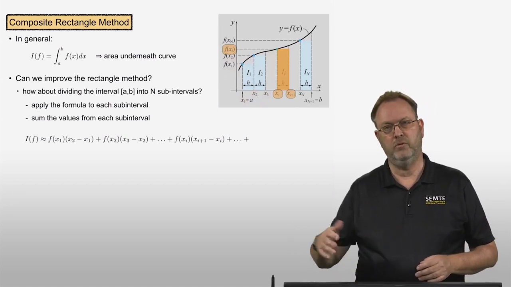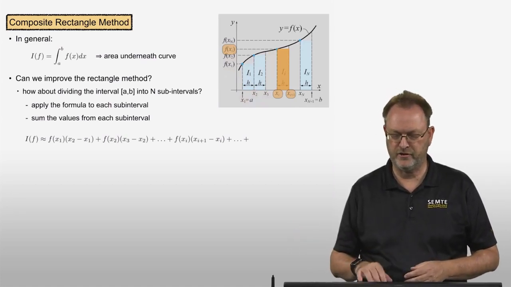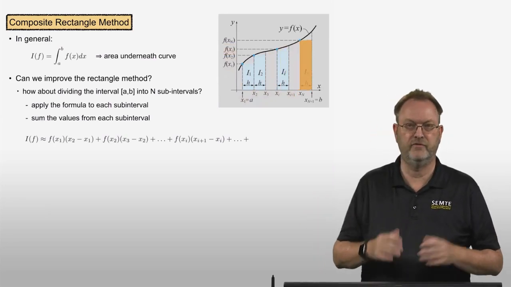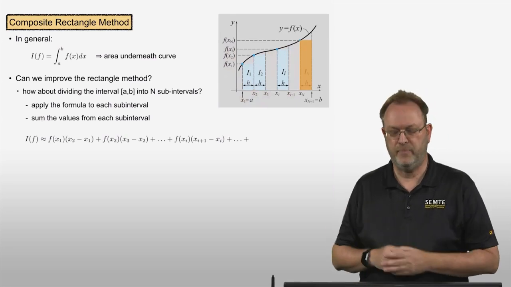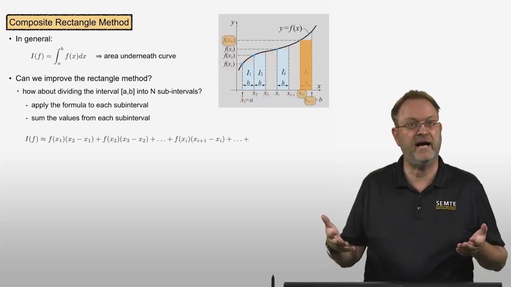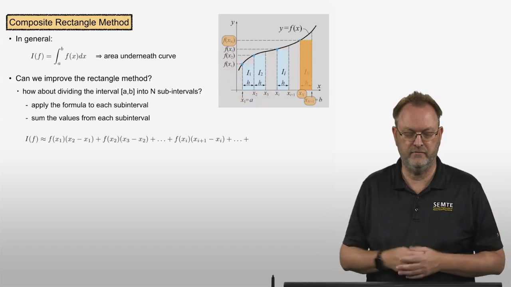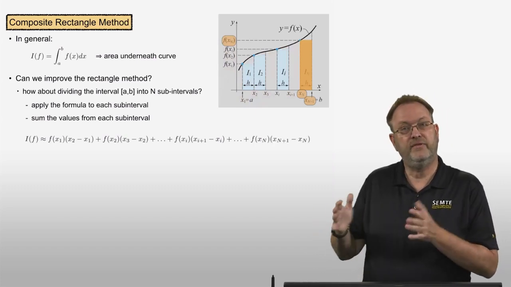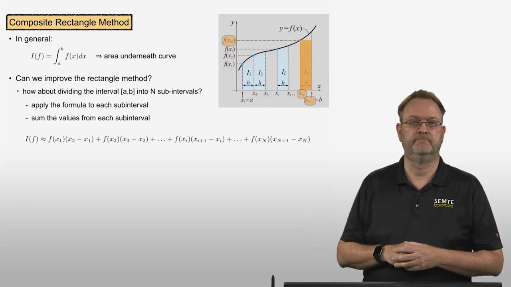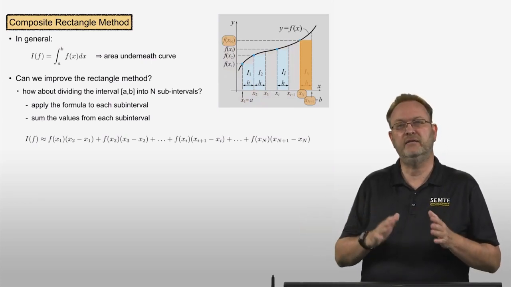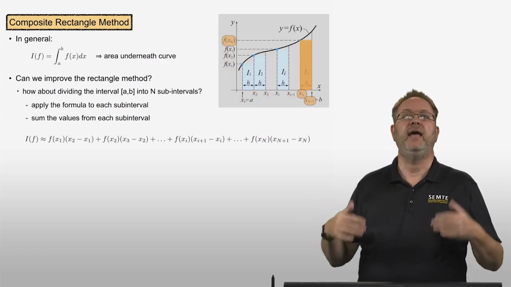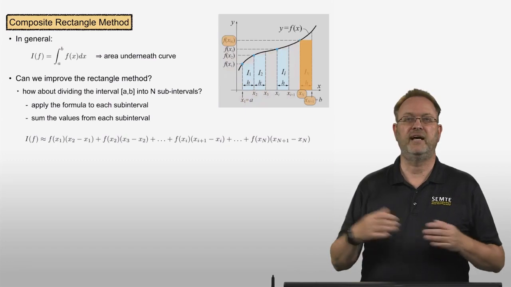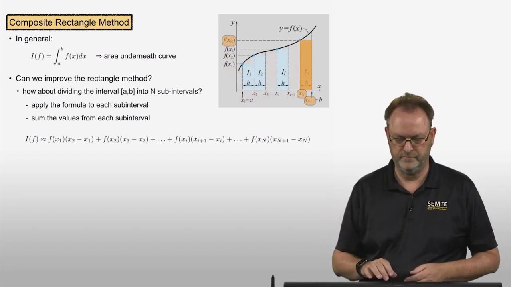And then we have a whole bunch of additional subintervals to go through. And let's go to the very last subinterval. That's the subinterval from xn to xn plus 1. There the height of the rectangle would be f of xn. And the width is xn plus 1 minus xn. I've divided the interval from a to b into n subintervals. And having n subintervals means I have n plus 1 total points.